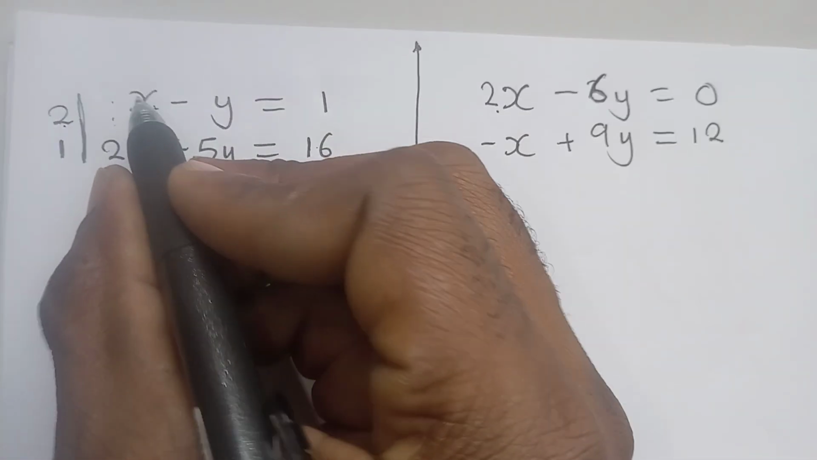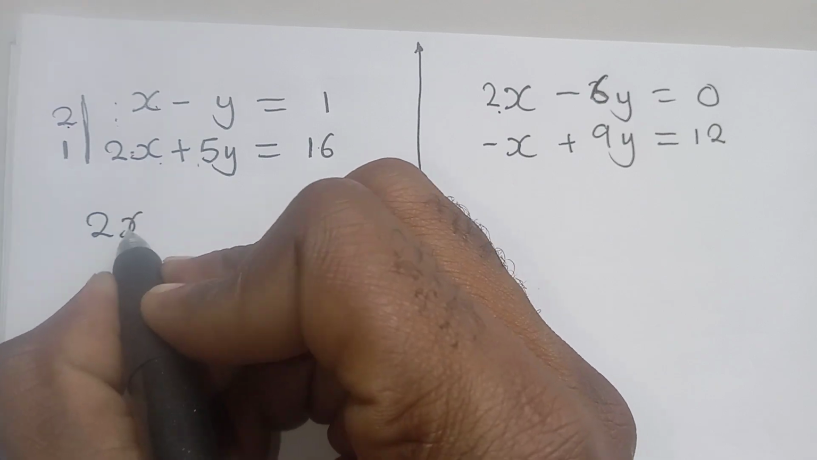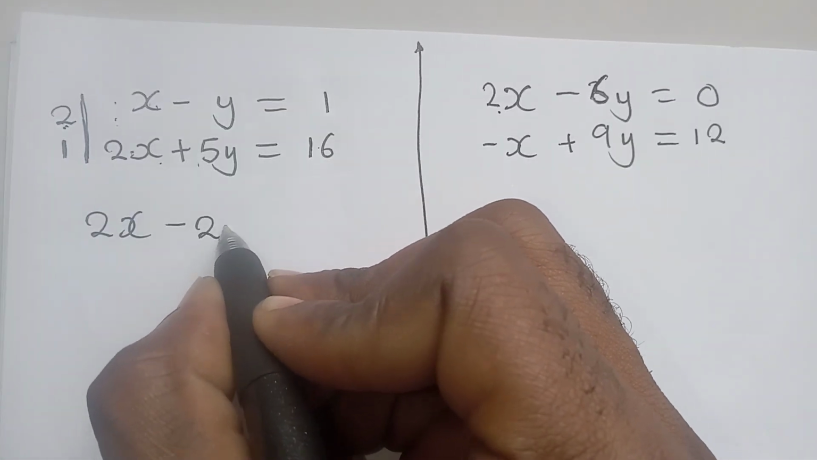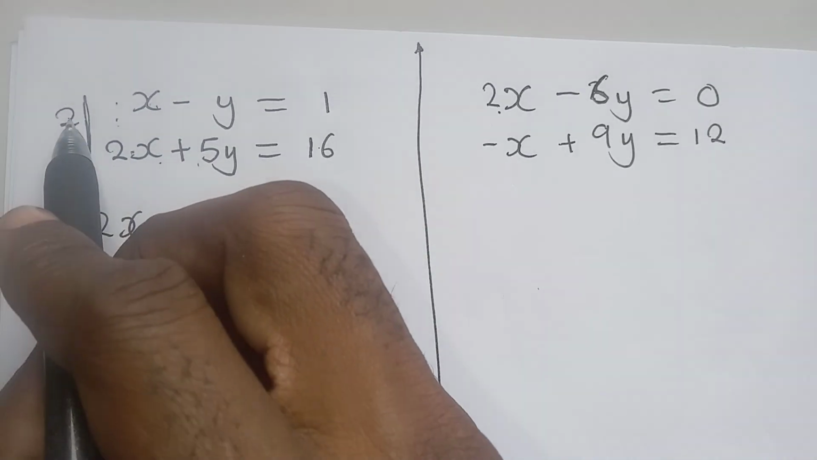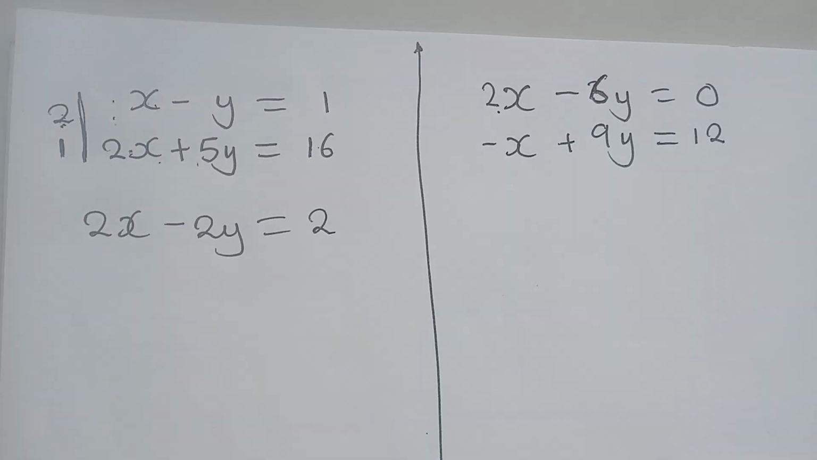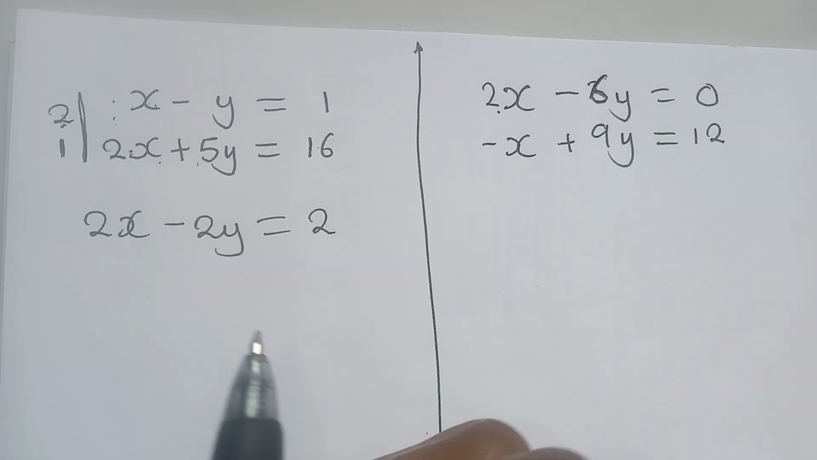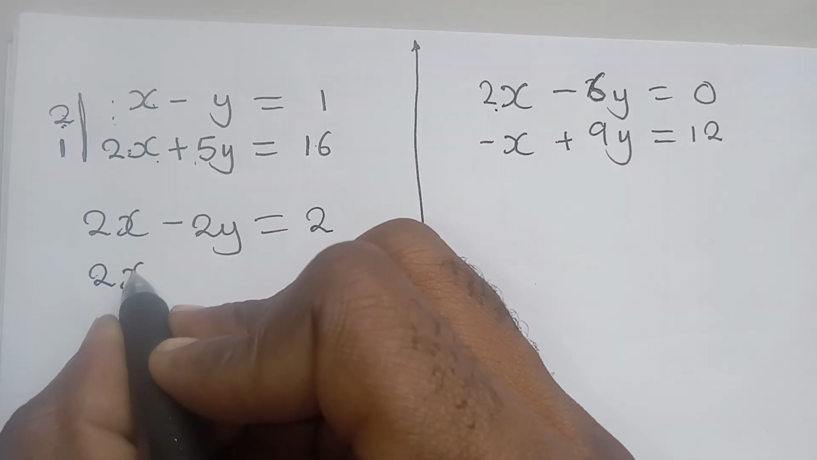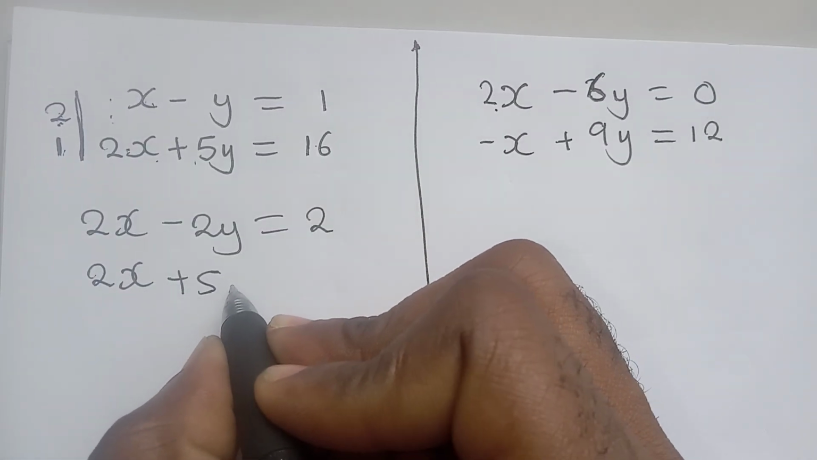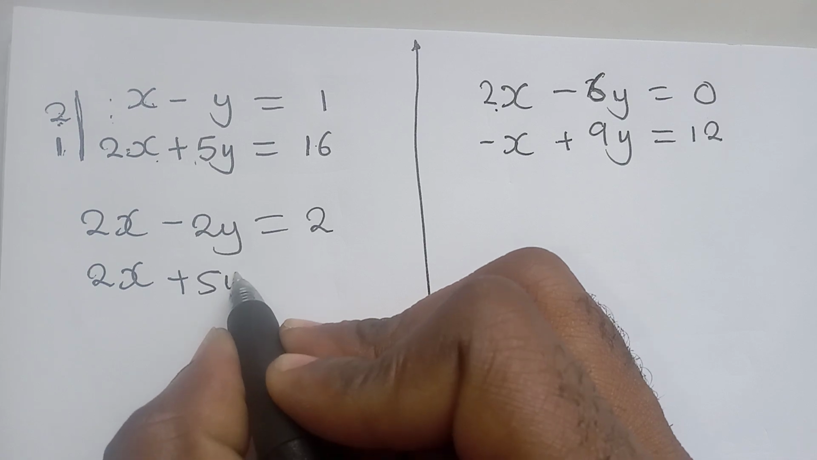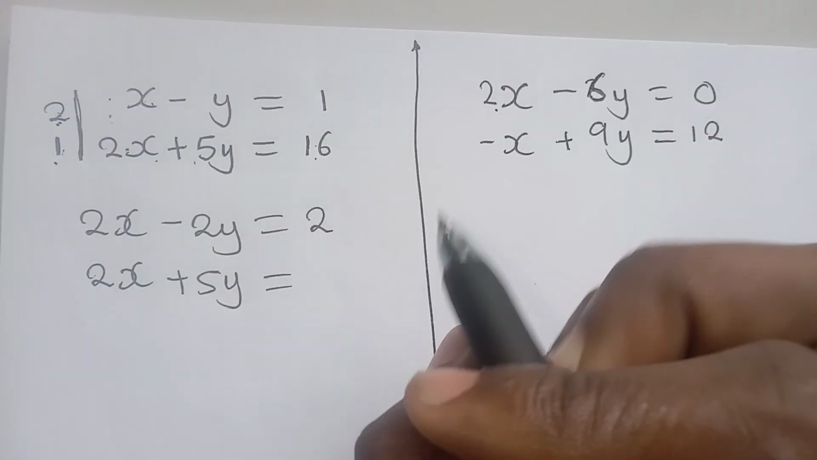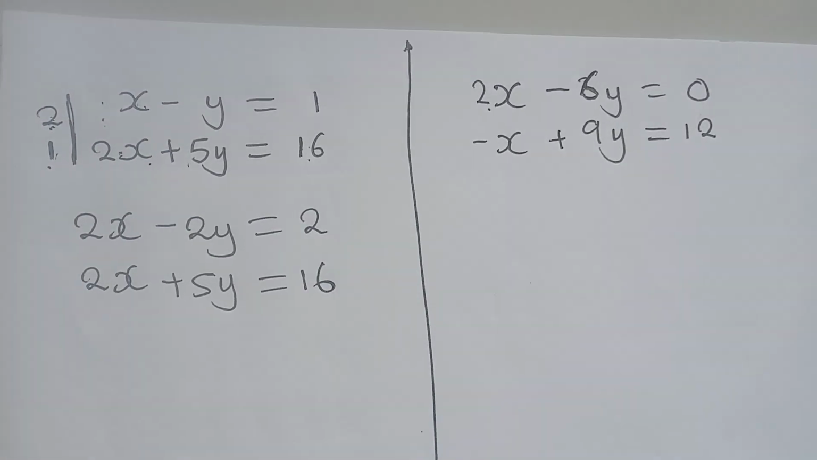So you can say 2 times x, this is 2x, then 2 times negative y, this is negative 2y, then we have 2 multiplied by 1, this is 2. Then we have 1 multiplied by 2x, this is 2x. 1 multiplied by positive 5y, this will be positive 5y. Then this multiplied by this will be 16.